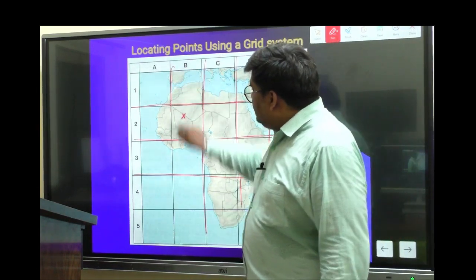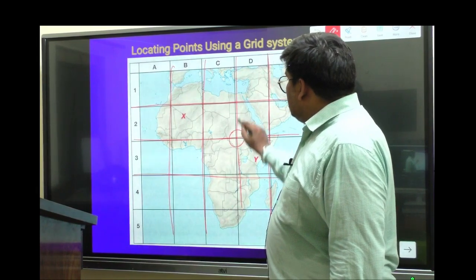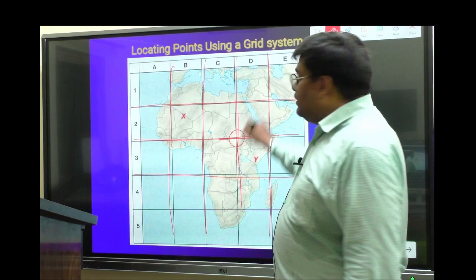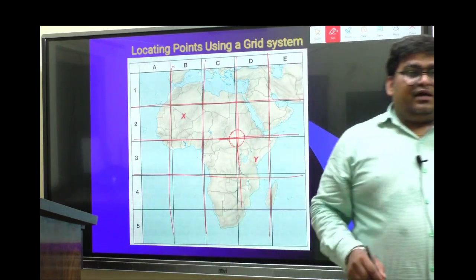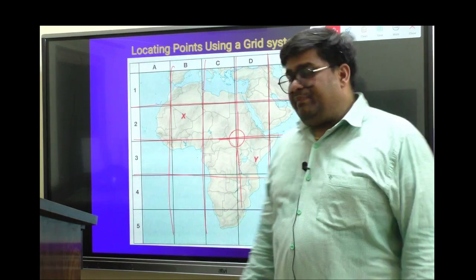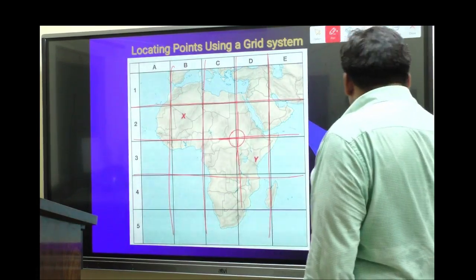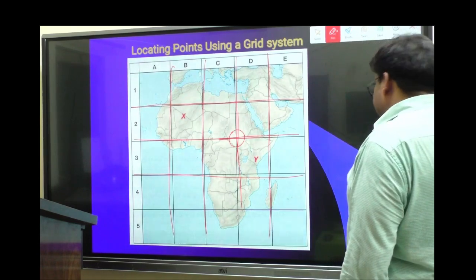So you can find out the exact location. For example, we need to find the location of that place. Where the longitude and latitude cut, you can easily find out the location of the particular place here. All right, let's move to the next slide.